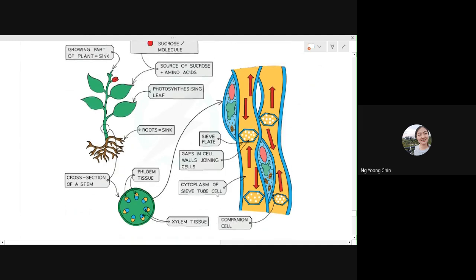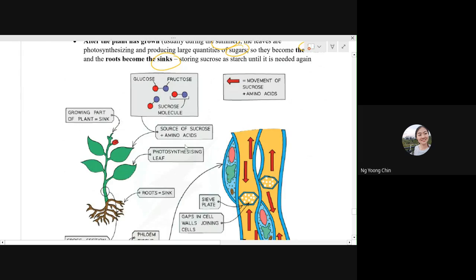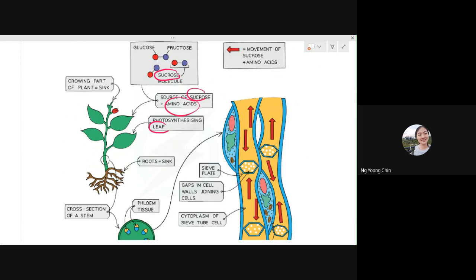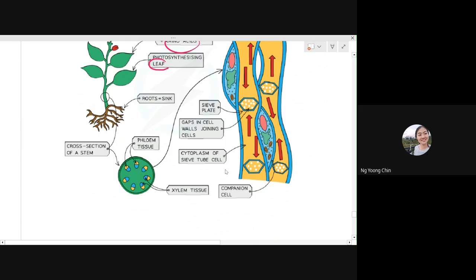This picture shows you how translocation happens. In the leaf parts, they have photosynthesis, right? So they produce glucose. After that, the glucose is converted into sucrose. What is transported in translocation is actually sucrose and amino acids. But whenever the sucrose reaches the sink part, which is the roots or the storage part of the plant, it is converted into starch, and then stored in the form of starch.